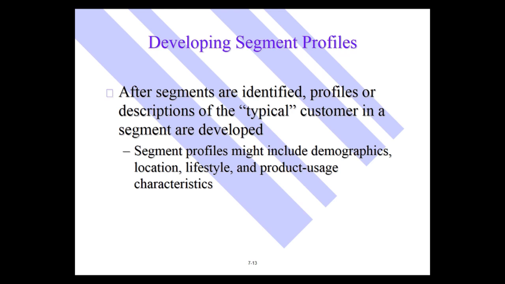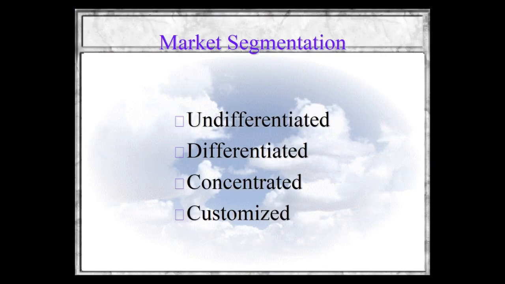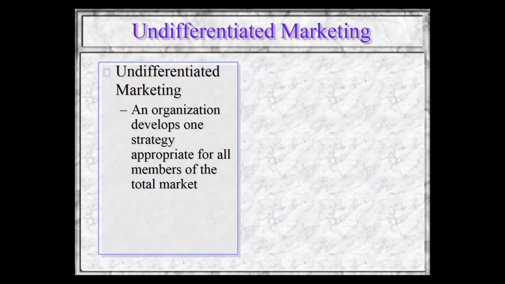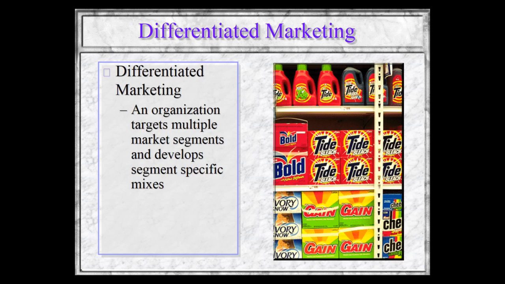Now let's look at examples of those different strategies. Remember, we've got undifferentiated, differentiated, concentrated, and then I mentioned there was that 4th one, customized. And let's go ahead and start with undifferentiated. When you undifferentiate, you go after everybody. So an undifferentiated strategy is when you develop one strategy for the total market. You go after everybody. Now, a differentiated strategy, this is when you go after multiple segments with different specific approaches.